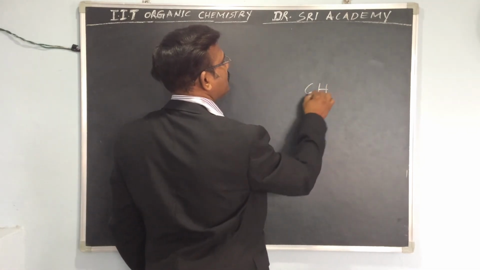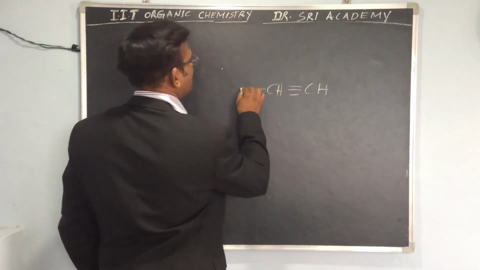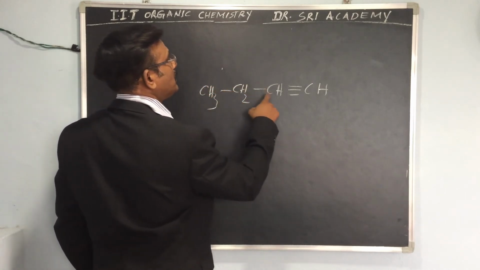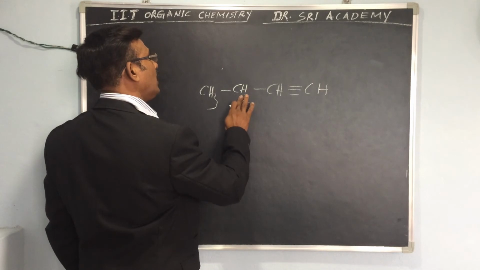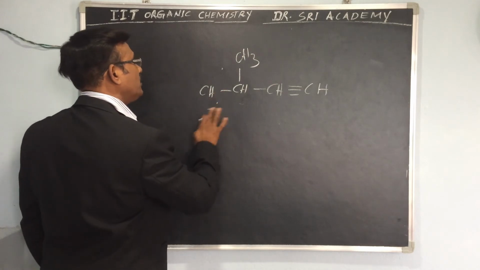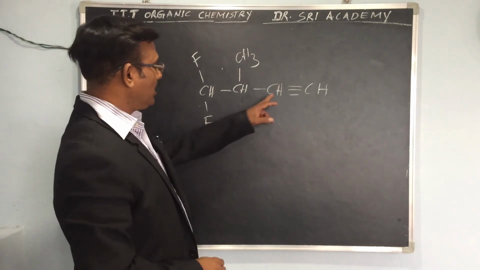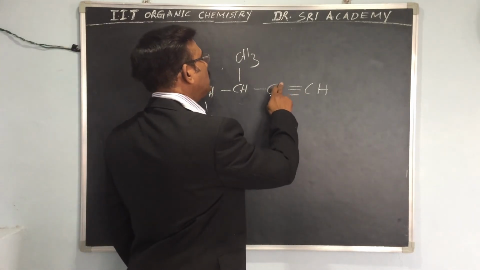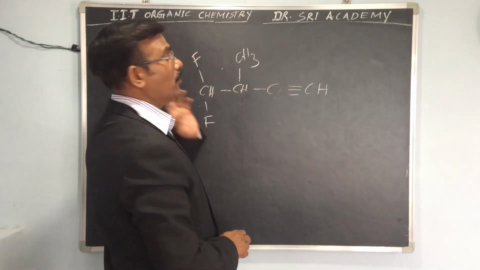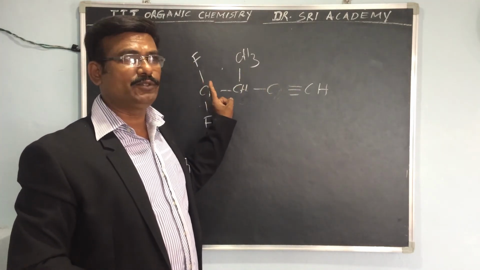For example, CH triple bond CH, CH2, CH3, numbered 1, 2, 3, 4. So now you remove one hydrogen and write the CH3. You remove 2 hydrogens from here and write 2 fluoro compounds. So how can you give the name? Here you have to count. So this has 4 carbons, 1 methyl substituted and 2 fluorine substituted groups.